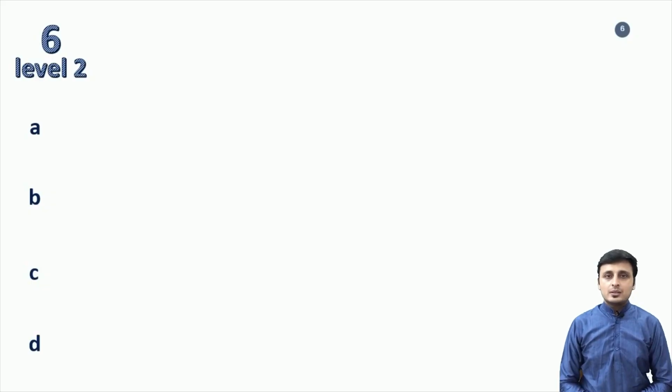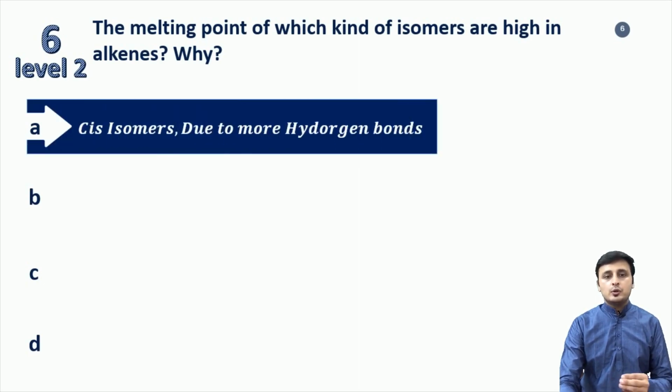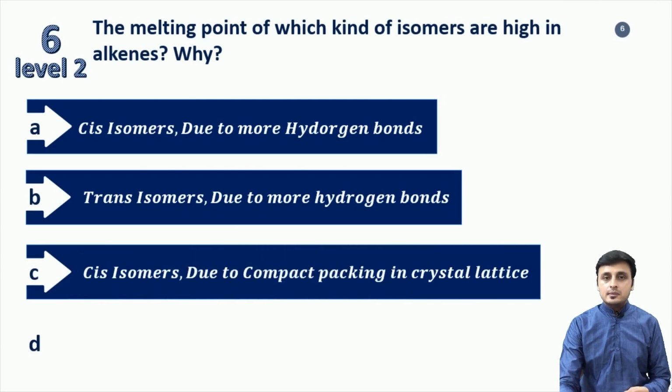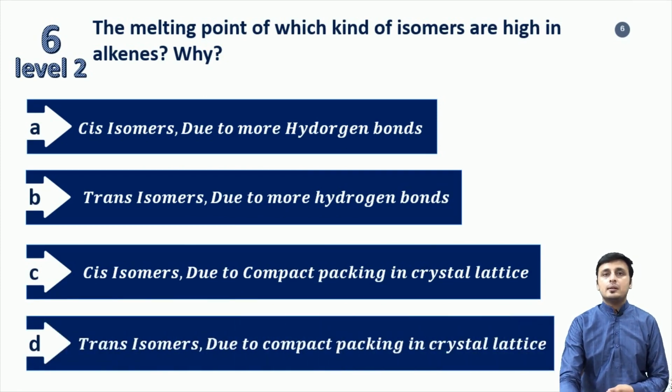Now presenting the sixth question of the show, level 2. The question is: the melting point of which kind of isomers are high in alkenes? Why? Options are A, cis isomers due to more hydrogen bonds. B, trans isomers due to more hydrogen bonds. C, cis isomers due to compact packing in the crystal lattice. And D, trans isomers due to compact packing in crystal lattice.